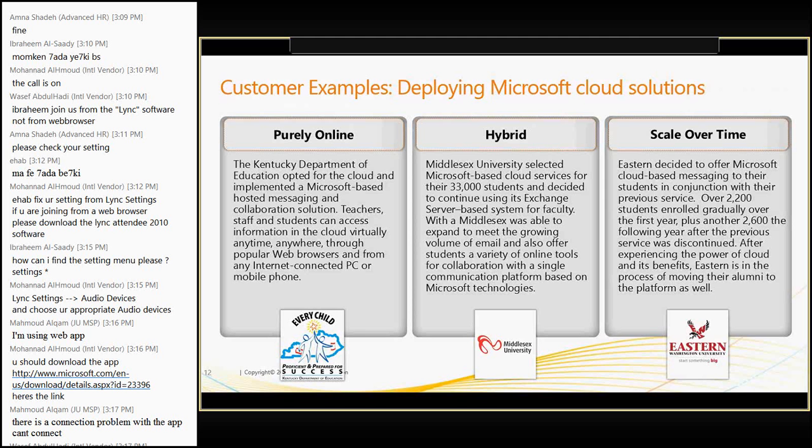We have another case, Eastern Washington University, where they decided to go gradually. They started with 2,200 students, then slowly added 2,600, and now they want to move all their alumni as well. So this is at your own pace. You can move at your own pace to the cloud.